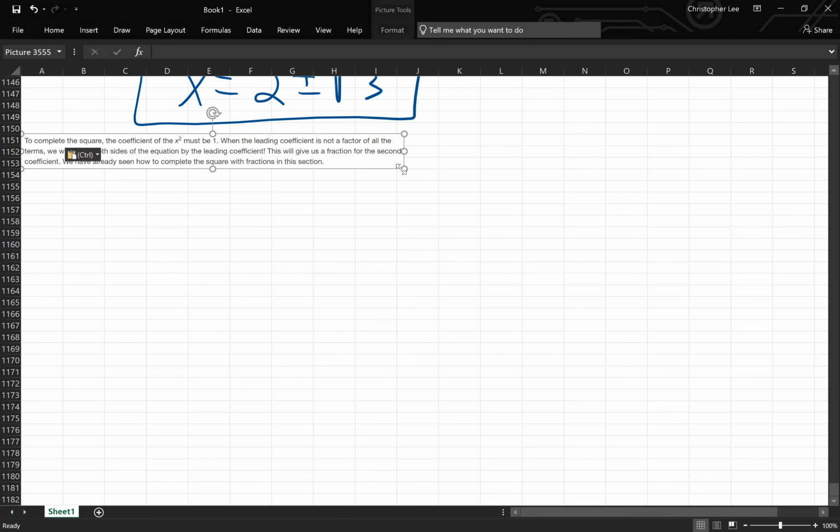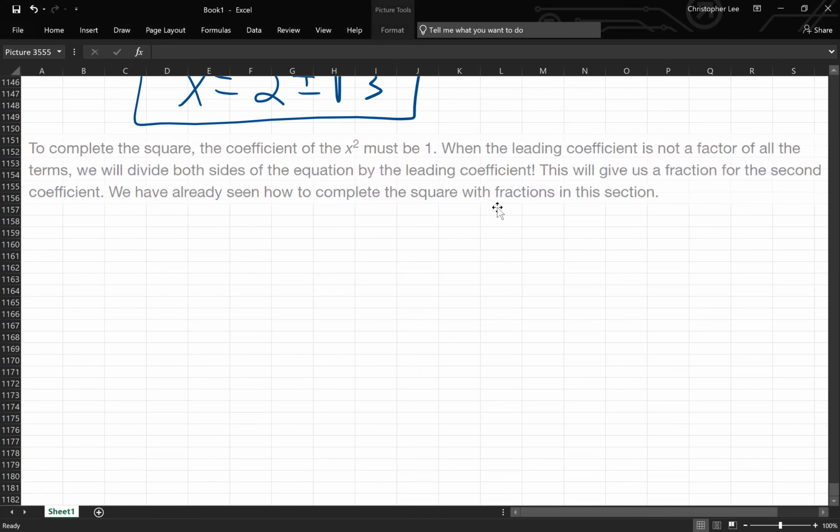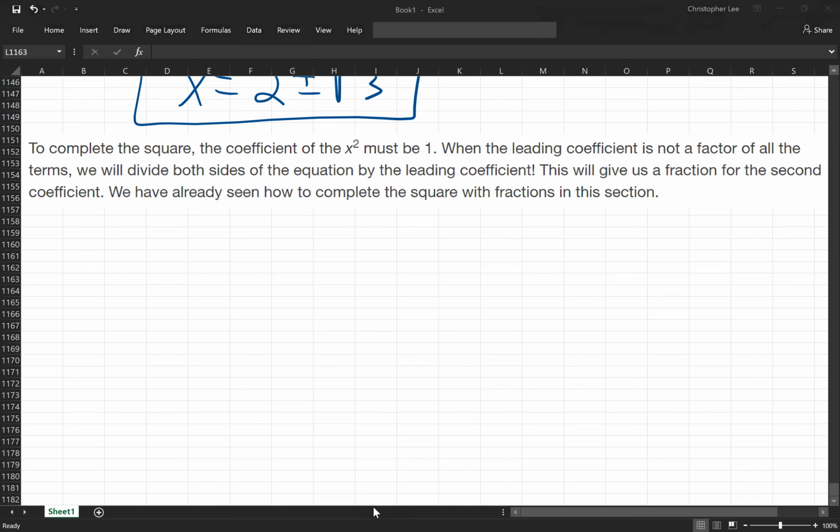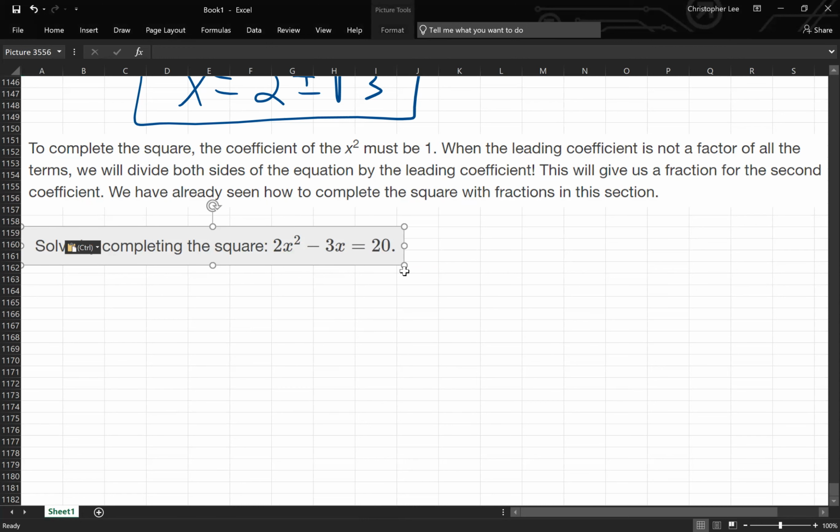All right. Special note. To complete the square, the coefficient of the x squared must be 1. When the leading coefficient is not a factor of all the terms, we will divide both sides of the equation by the leading coefficient. This will give us a fraction for the second coefficient. We have already seen how to complete the square with fractions in this section. So let's take a look real quick. Here's what I'm talking about.